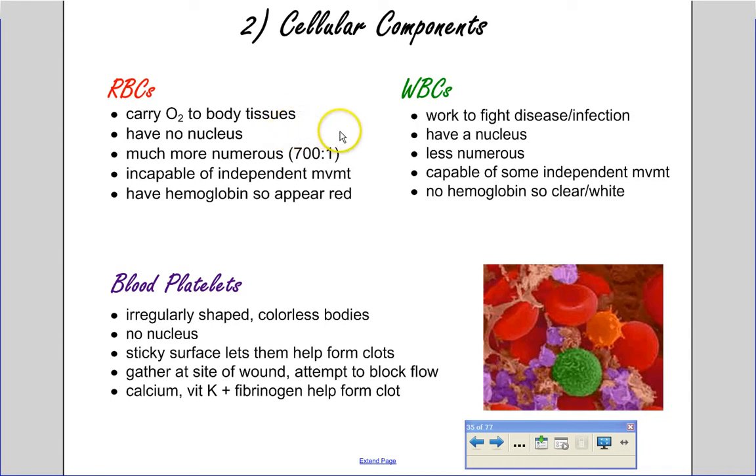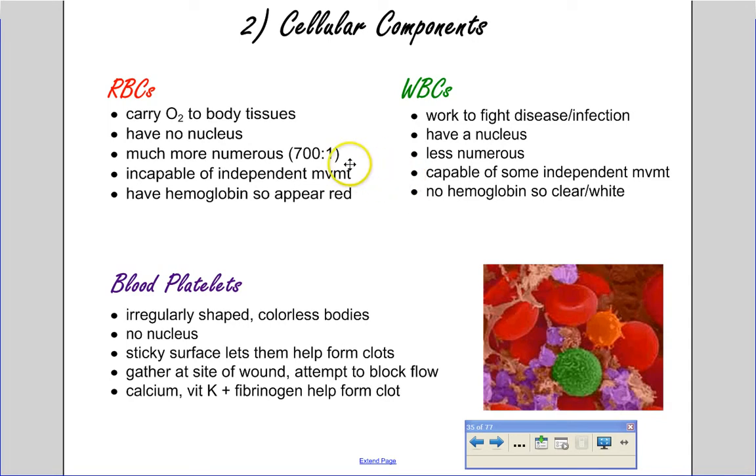In terms of how many there are, red blood cells are much more numerous. Remember, white blood cells are only really needed whenever we're fighting disease or infection, so they're a lot less numerous. They will become more numerous in times of infection or disease. That's why one of the things they might look for in a blood test is the level of white blood cells that you have if you've been sick.